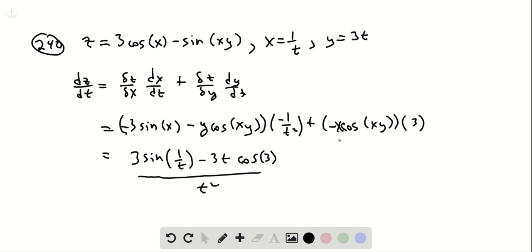Okay, and then this is going to be minus 3 times x, which is 1 over t, cosine of xy, but again, xy is 3. And that's an answer, but notice, if we get a common denominator of t squared, multiply the top and bottom by t, you get 3t cosine 3 over t squared.